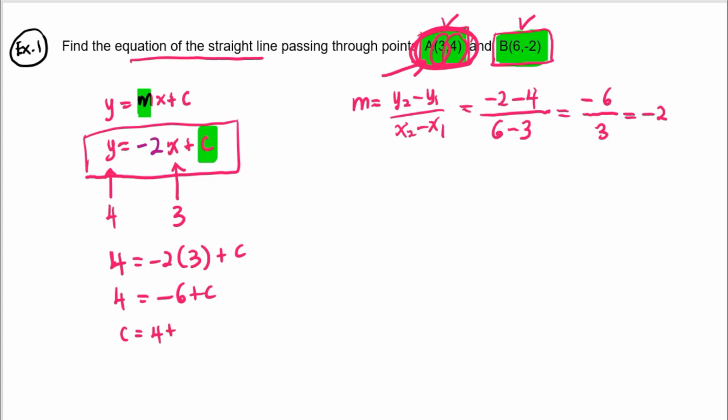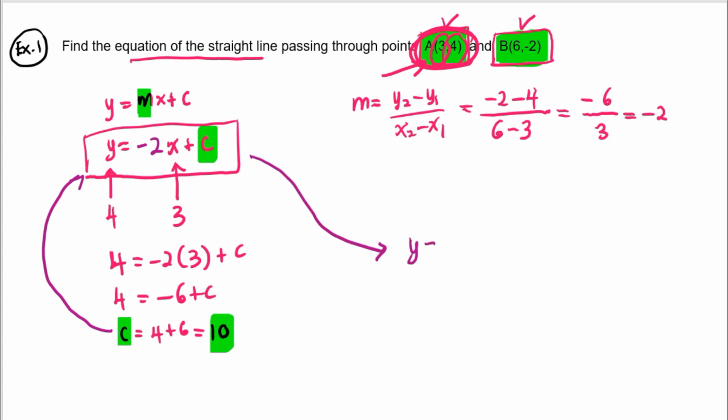Therefore our c will be 4 plus 6, which is equal to 10. So the c value is actually 10. We need to substitute back into this equation. Therefore we'll have y equal to -2x plus 10, where 10 is the c value here. Okay, so this is our final answer.